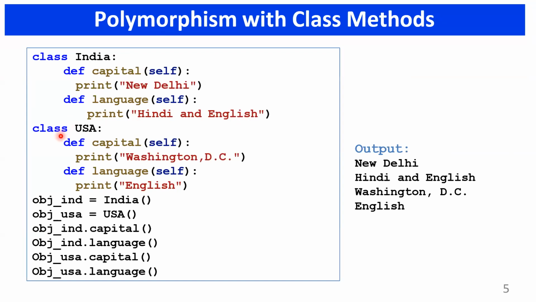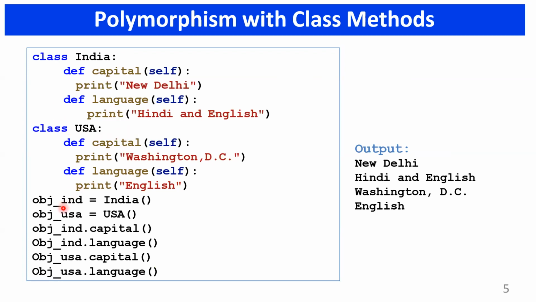Let us also look at the definition of another class, USA. Def capital, self, and we are printing Washington DC. And def language, self, and we are printing English here. So here, India is a class in which two methods, capital and language, are being defined. And USA is another class in which the same methods are defined once again. That means two different classes are using the same set of methods.